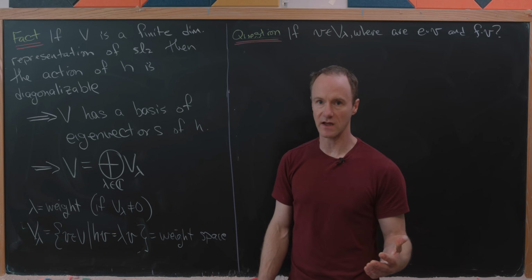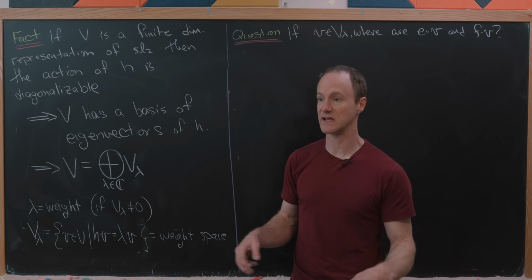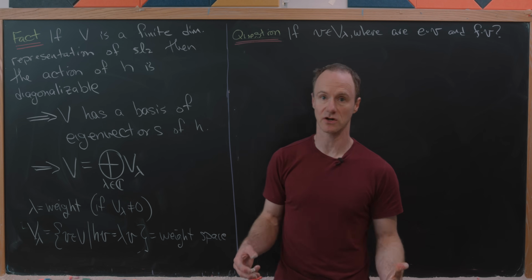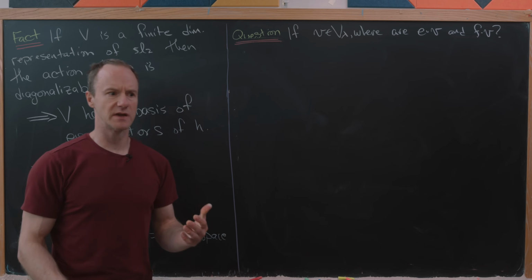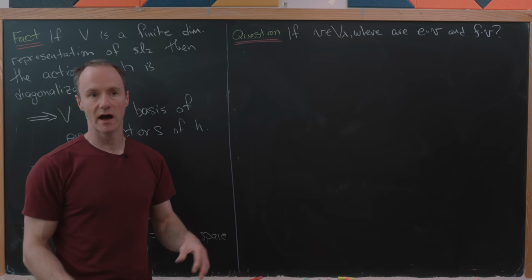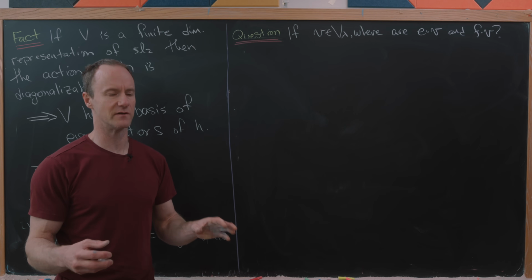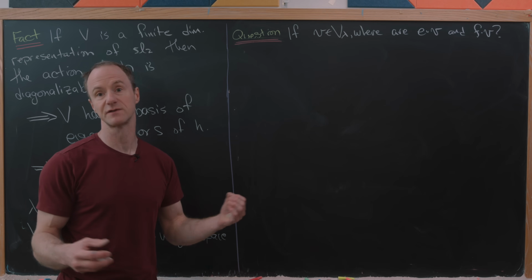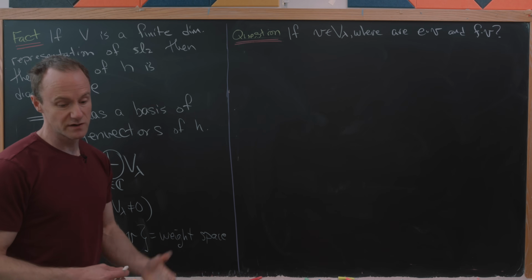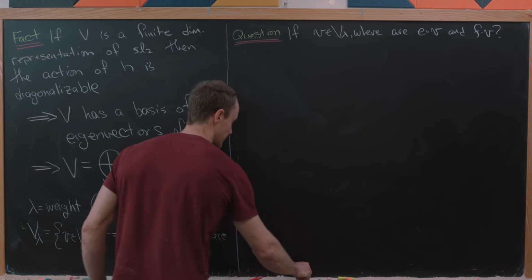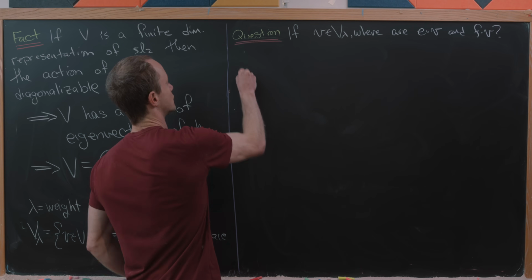So if everything in our basis is an H eigenvector, well, what about E and F? Are those going to be H eigenvectors as well, or will they be made up of linear combinations of things from different weight spaces? Well, let's see. We can do this via a pretty simple calculation. So let's run through it.